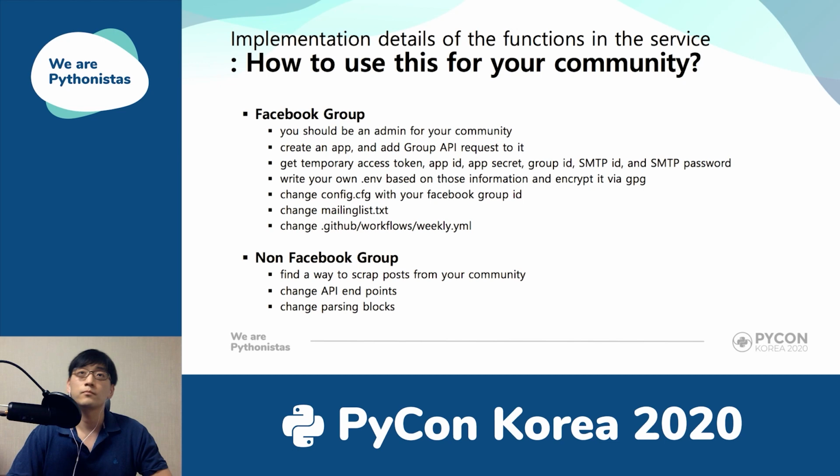Even if you build some other application for Facebook other than this newsletter service, you need things like the Facebook group ID, Facebook app ID, and application secret. Also, you should include SMTP related information to send email to somebody. You don't really need to modify the source code at all, if you don't want to make any change like email design or parsing logic.